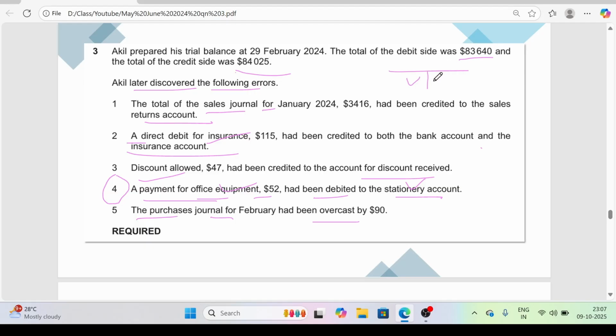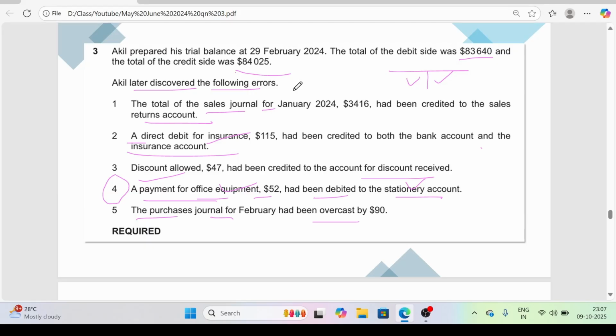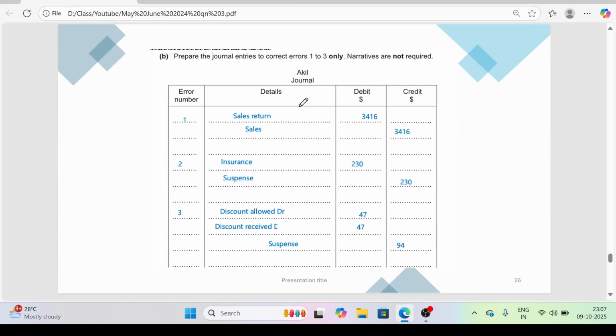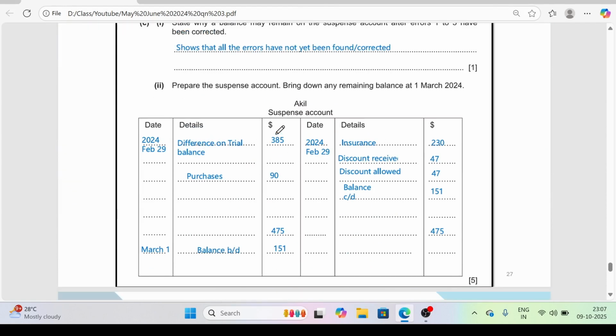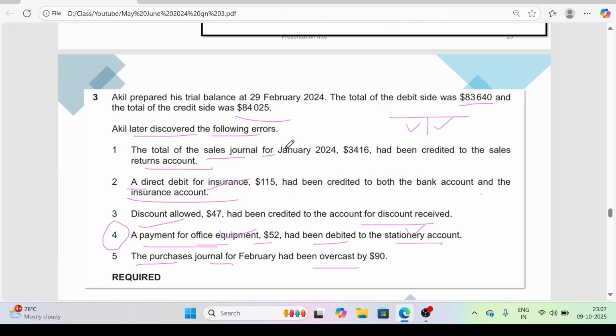Credit side is 84,025. That difference will be your suspense account opening balance. Obviously, the debit side difference will come because the debit side amount is less. So if you subtract, the difference figure will be 372, I guess. Sorry, 385. So we have to write the suspense account debit side 385. Okay, this is the first item. Debit side 385. We have to record it. Next one.